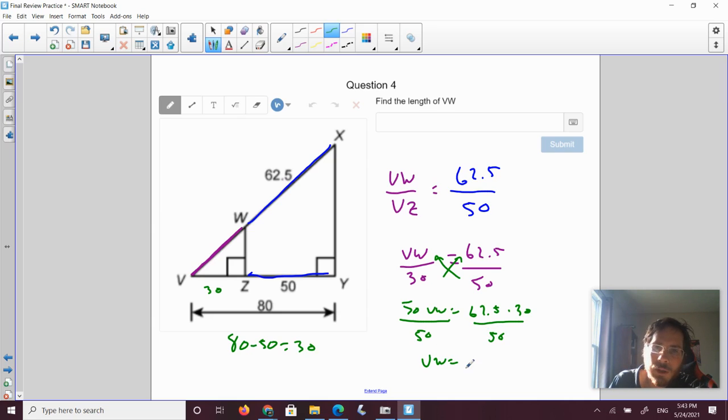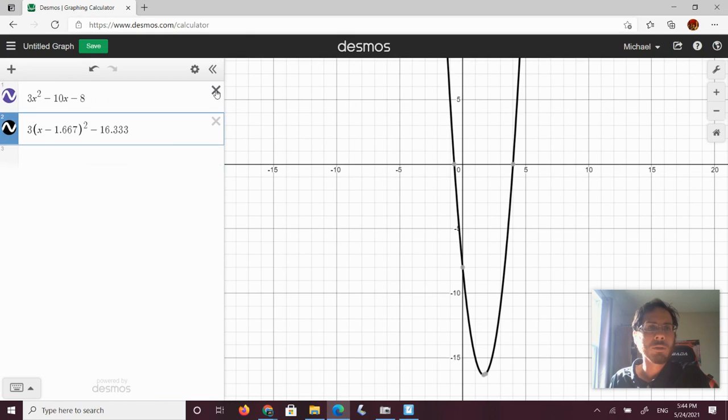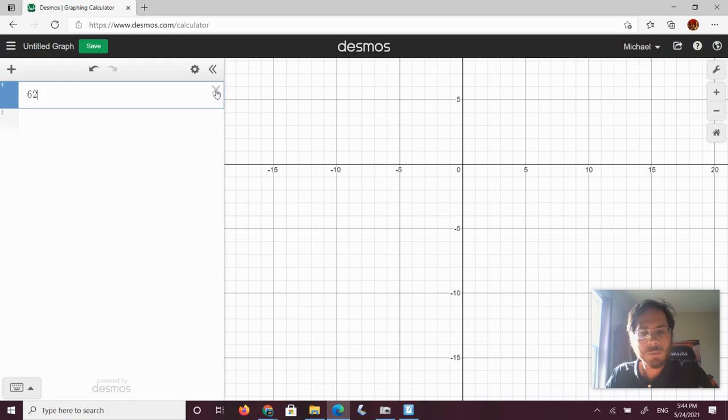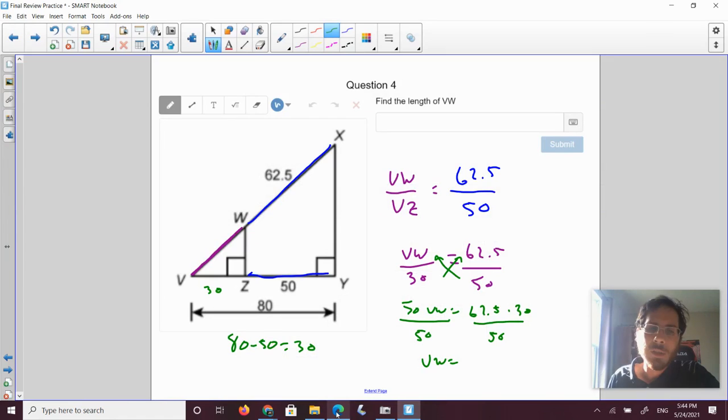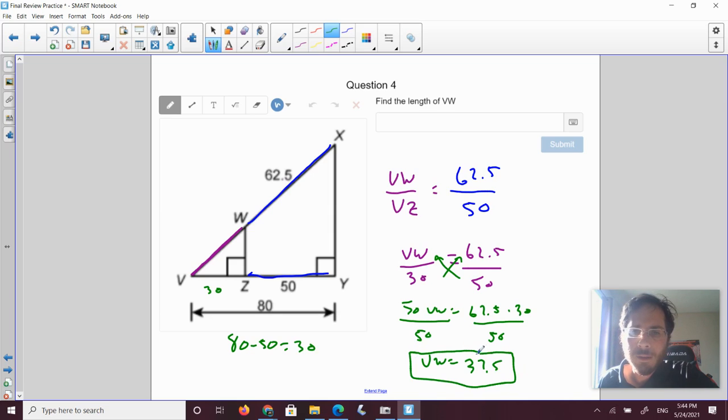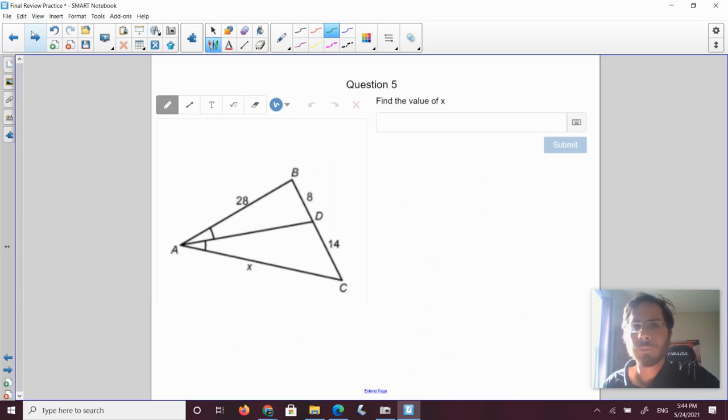So VW equals, all right, well, let's see if we can do this quickly. I don't think there's a good way to do this one quickly. We can definitely cancel out the zeros, but let's just go ahead and throw it into the calculator and see what we get. Let's get rid of these parentheses. 62.5 times 30 over 50. 37.5. So we'll keep that as our answer. That'll be set. And that kind of makes sense. We want this to be longer than VZ, and it's a little bit longer than VZ. So I'm pretty happy with that as a reasonable choice.